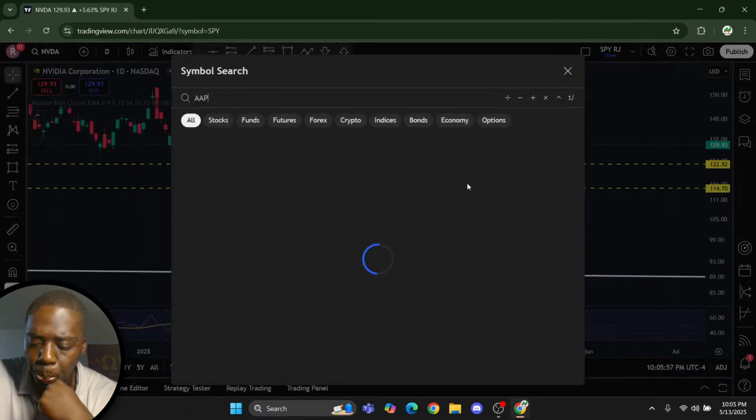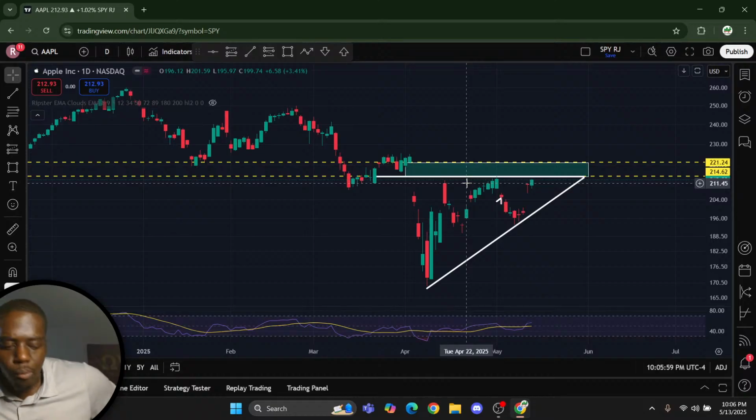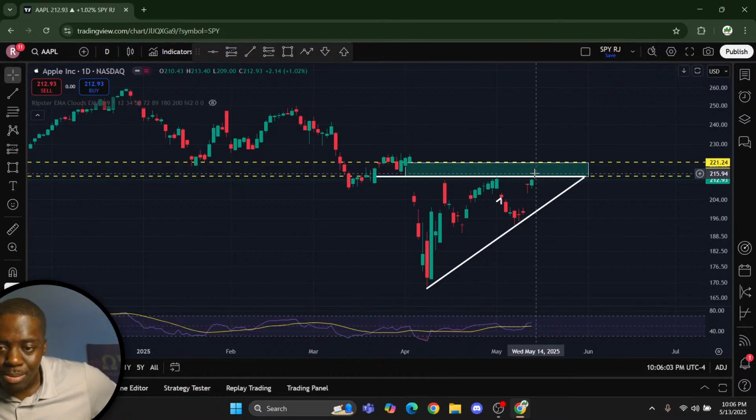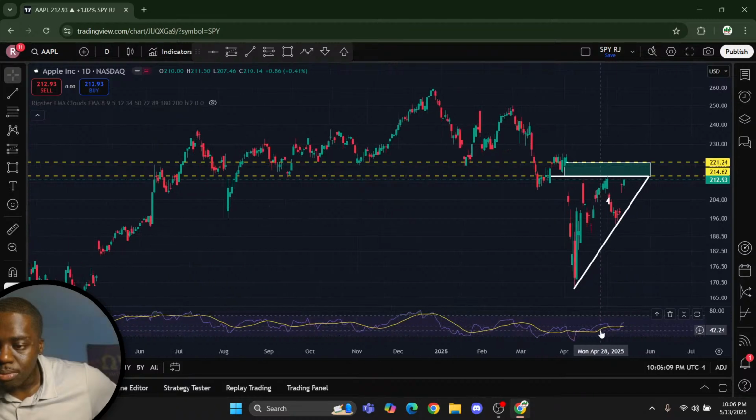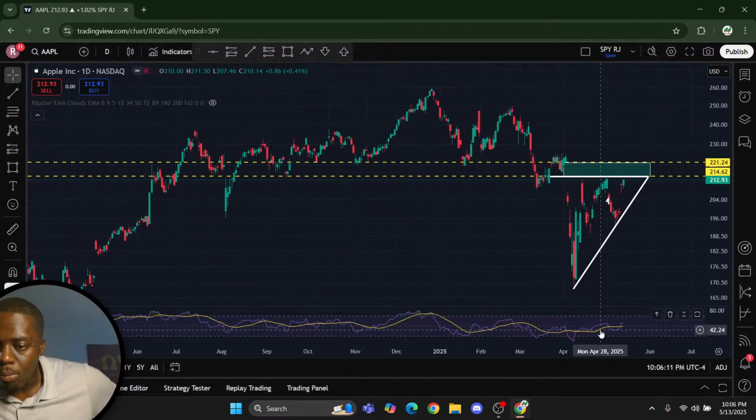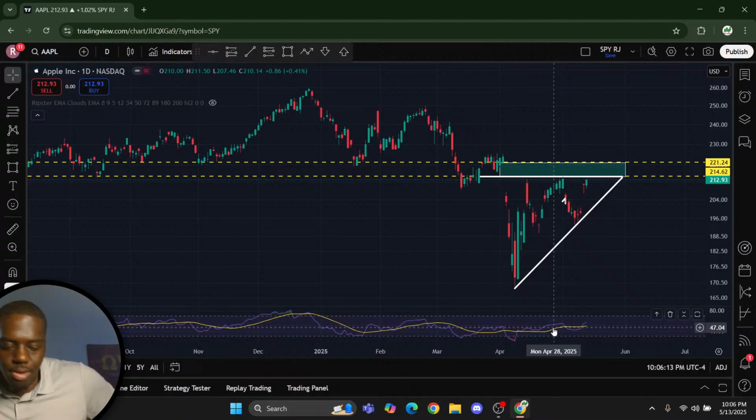And if this happens with Apple, I mean, that's going to push SPY and QQQ up further. So if they want to hold the market down, they're going to have to hold Apple down too, I ain't going to lie. If they want to hold the market down a little bit, they're going to have to hold Apple down.